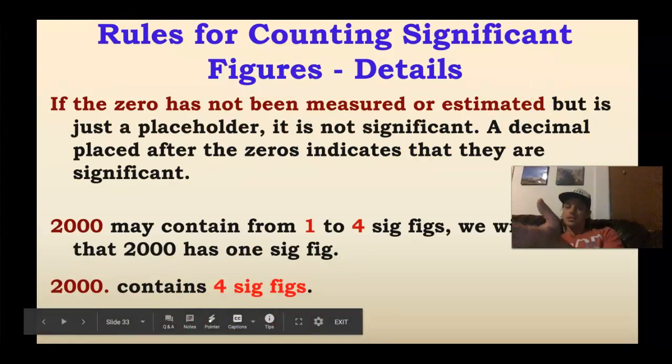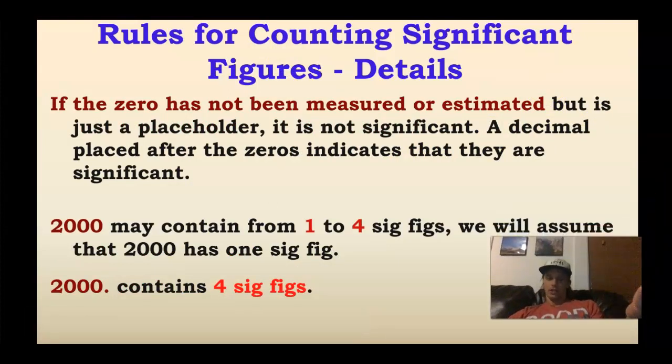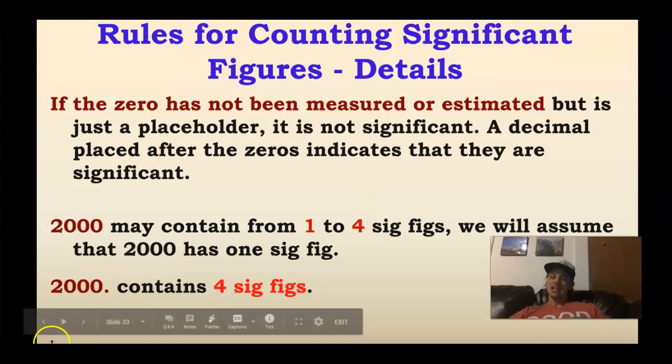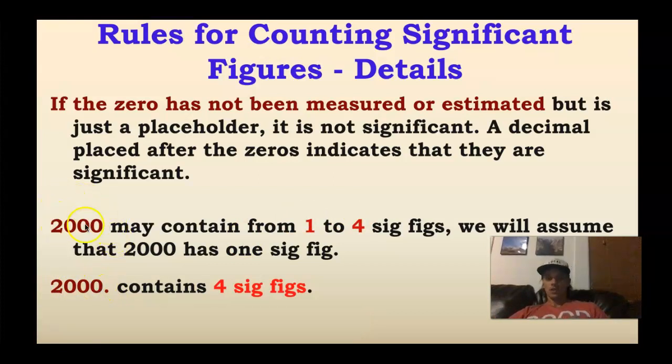And again, this is just more practice, more clarification. If the zero has not been measured or estimated, but is just a placeholder, it is not significant. Another way of saying that is trailing zeros are not significant unless there's a decimal. So 2000 technically may have between 1 and 4 sig figs. To simplify things, we're going to say a decimal place is needed to communicate that these zeros are significant. If there is no decimal, we're assuming they're not. So 2000 would have 1. 2000 with a decimal would have 4.